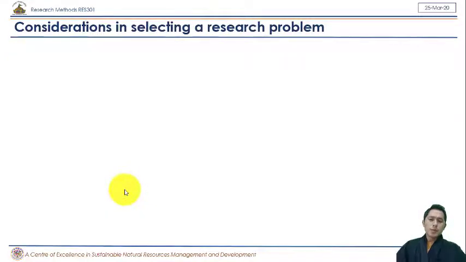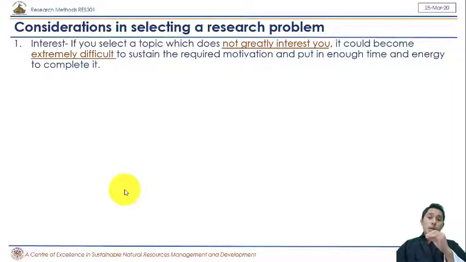There are a few things to consider before coming up with any research problem. So let's say the research problem that we have right now is lichen diversity and distribution in disturbed and undisturbed habitat in Wangdi district. So to have that as our problem statement, or research problem, you have to consider your interest. Research is not a very easy thing. It takes lots of time. You need lots of hard work.